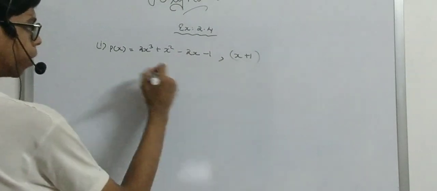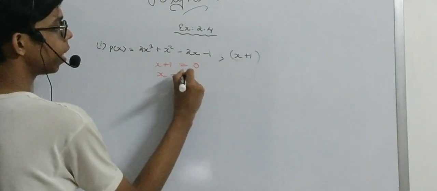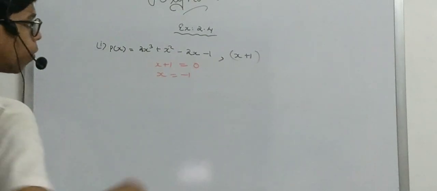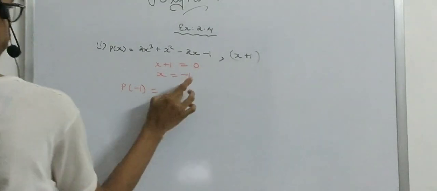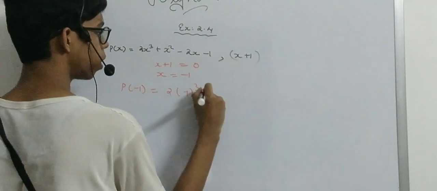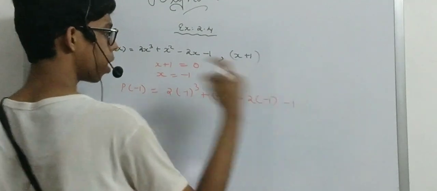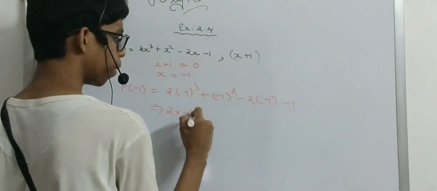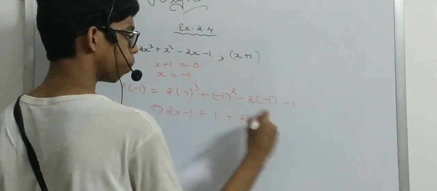So first of all, what should we do? Take this x plus 1 and equate it to 0. From here we will be getting x is equal to minus 1. Now we have to find the value of p of minus 1, which means substitute minus 1 in this equation. So 2 into minus 1 the whole cube plus minus 1 the whole square minus 2 into minus 1 minus 1. From here you will be getting 2 into minus 1 plus 1 plus 2 minus 1.